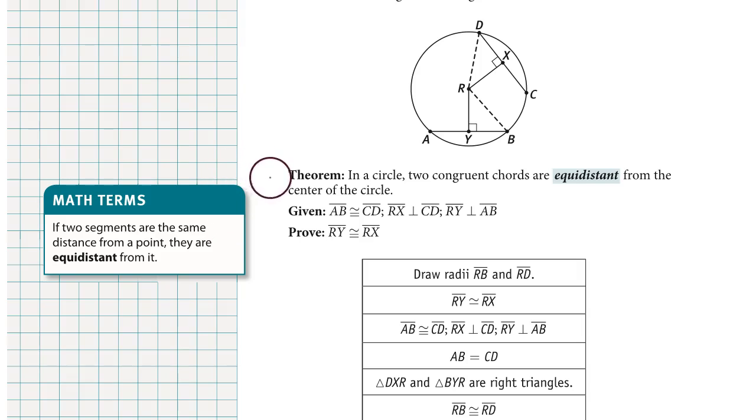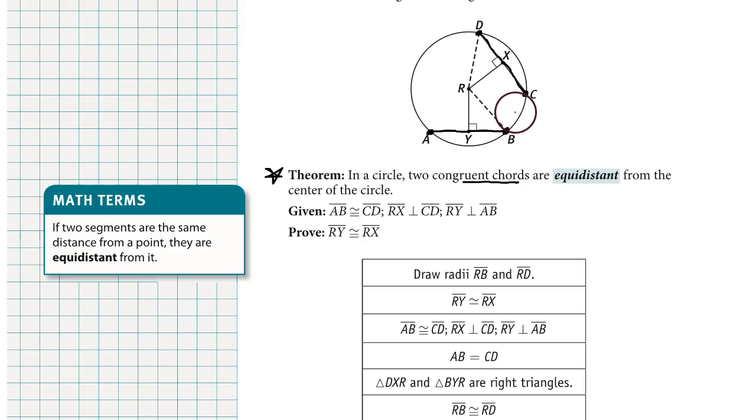Let's go to the next page and look at another theorem that involves chords. In a circle, two congruent chords are equidistant from the center of the circle. In this drawing, we can explore what that theorem is talking about. Here we have a drawing of a circle, and there is a chord drawn called chord AB. Somewhere else, there's another chord drawn. It is chord DC. These chords are drawn so that they are congruent.